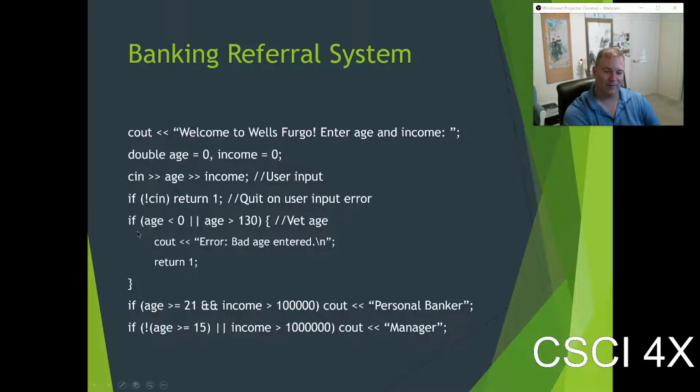Okay. So now we're going to say if age is less than zero or age is over 130. So we're making sure that the age is in a valid range, right? So if either the age is less than zero or the age is over 130, we're going to print to the screen, error, bad age entered, and quit. Moving on to here, if age is greater than or equal to 21 and our income is over 100,000, see our personal banker.